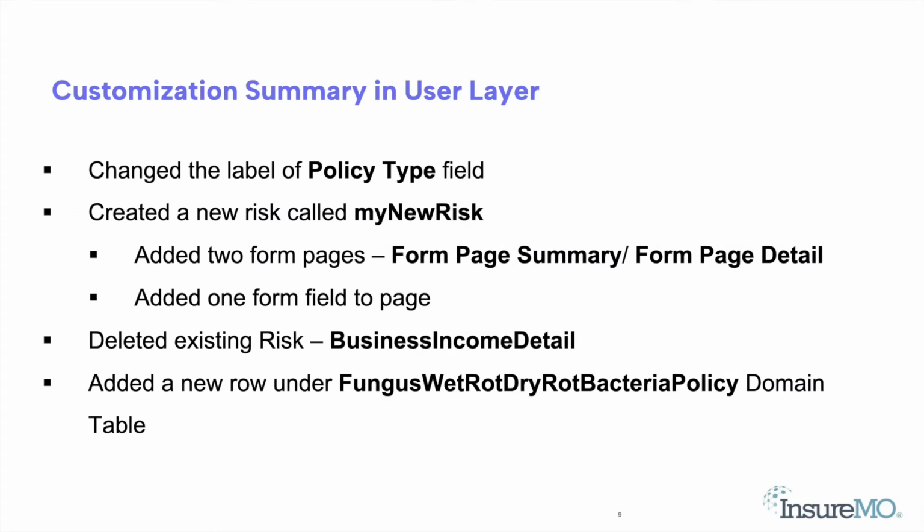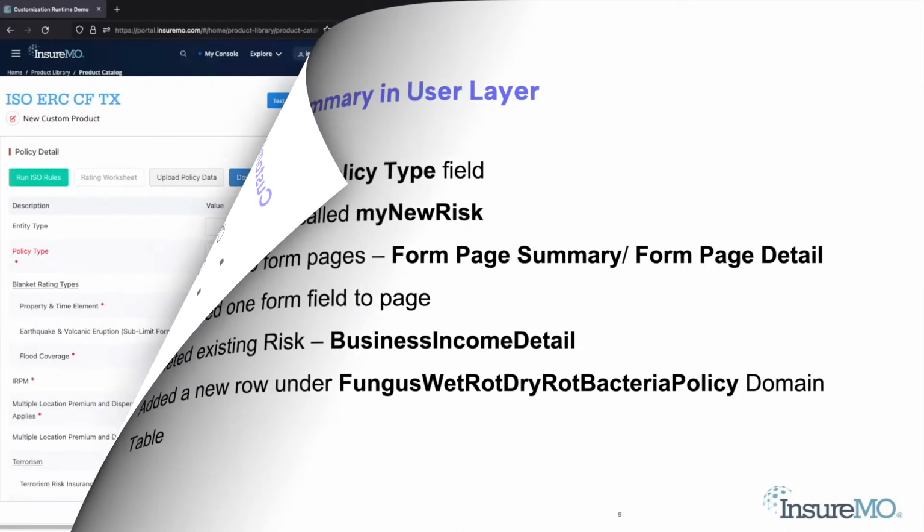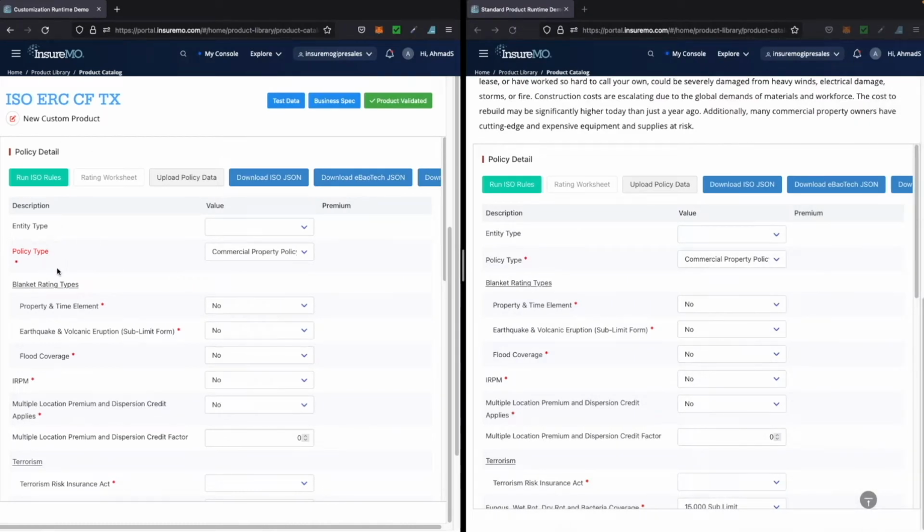So the first customization that was made in our custom product was the label change in the policy type field. Let's see how this is different compared to the standard product. We can see that the standard product has a policy type which is plain text with no decorations on it. On the left-hand side, which is our custom product representation, is the policy type label with red color on it.